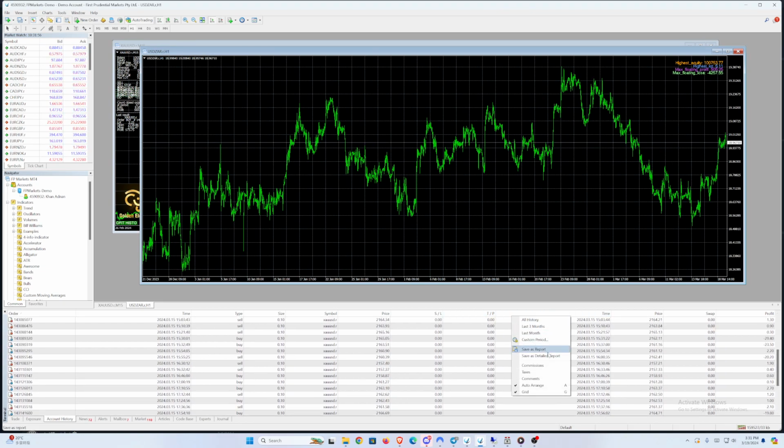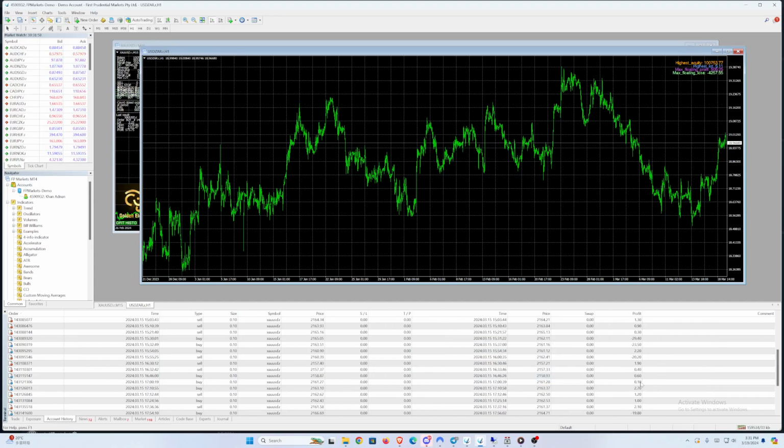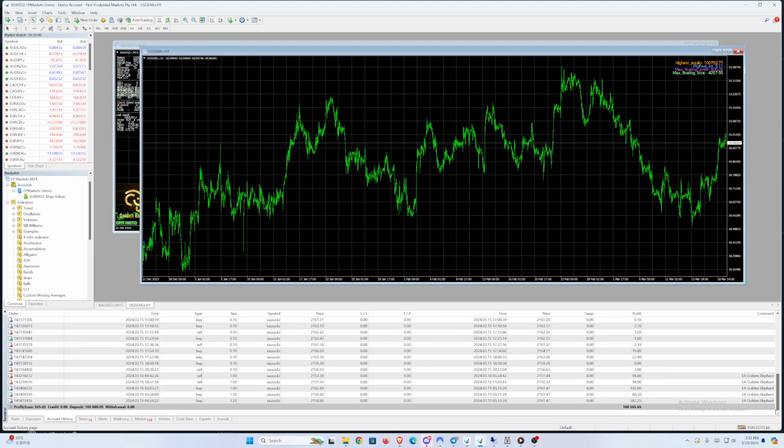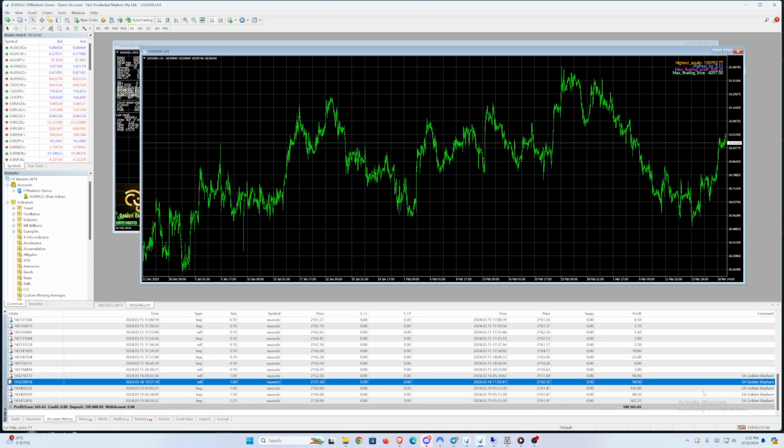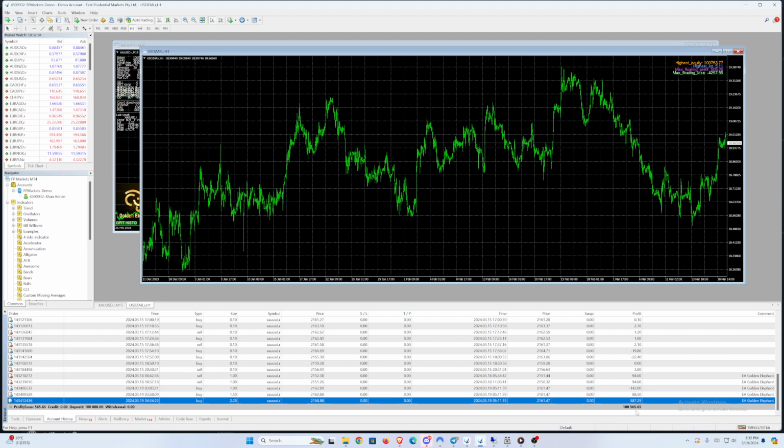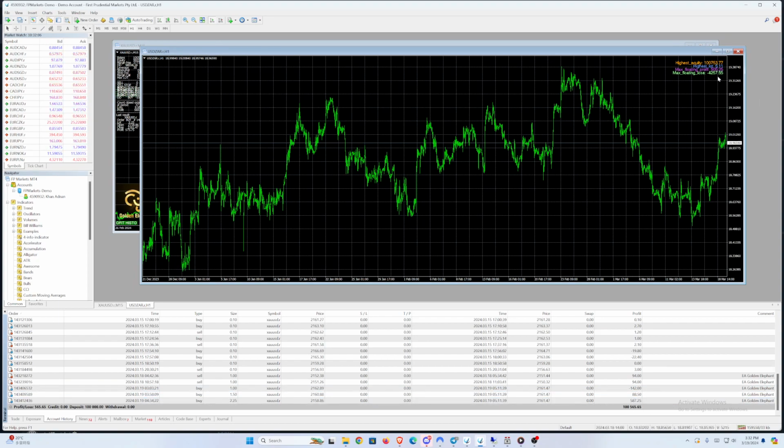So yeah, $565 profit with $4,257 floating drawdown. This is not balance based drawdown. This is only floating drawdown. But it's quite high.